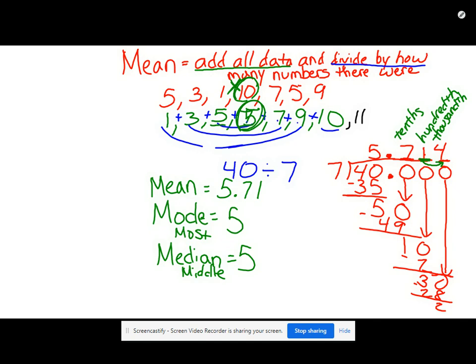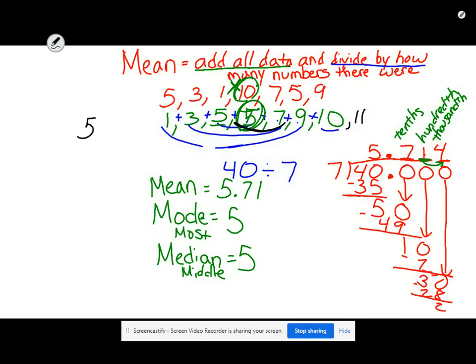So because now I have 8 data points, I have 2 numbers in the middle. 5 and 7 are now both in the middle. I can't put 5 and 7. I can only have one middle number. What do I do? You basically find the mean of 5 and 7. You find the mean of those 2 numbers.